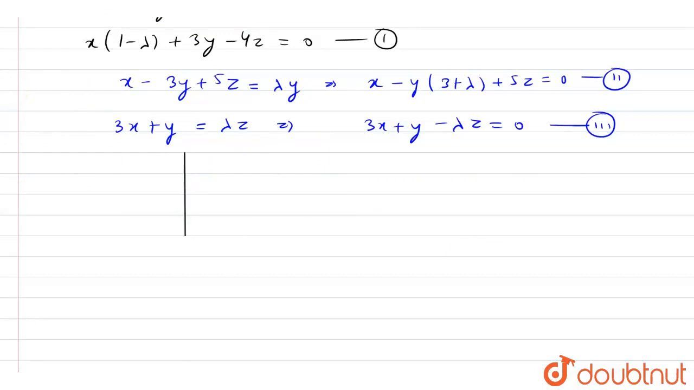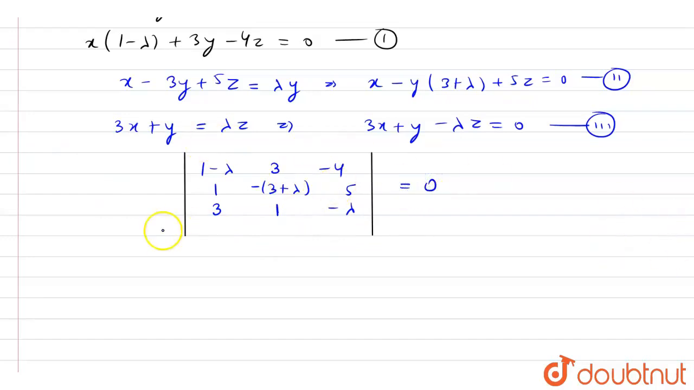Now what will be its determinant? The determinant here is the coefficient of x, y, z. So we have 1 minus lambda, 3, minus 4; 1, minus (3 plus lambda), 5; 3, 1, and minus lambda. This determinant equals 0.